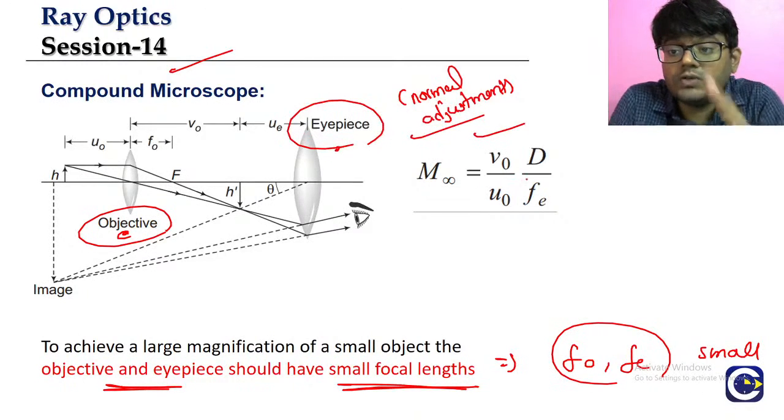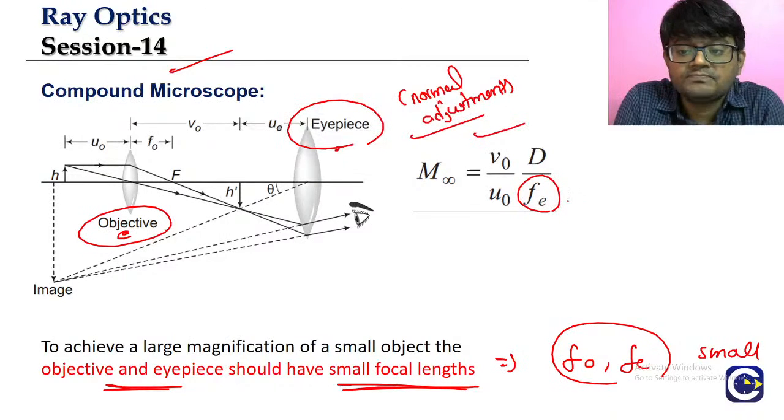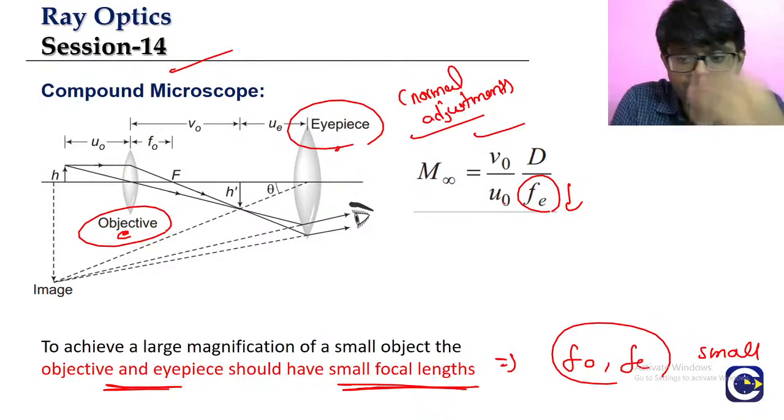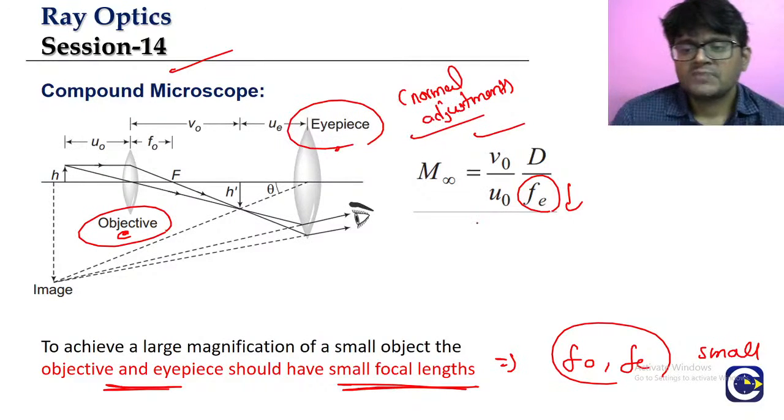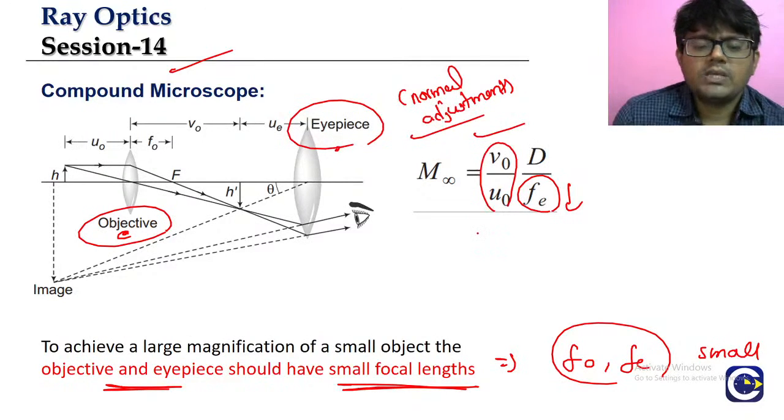VO by UO into D by FE. So here you can see FE is coming in the denominator. If FE is less, means magnifying power will be what? Higher. If FE is less, magnifying power will be higher. And look at this, VO by UO.